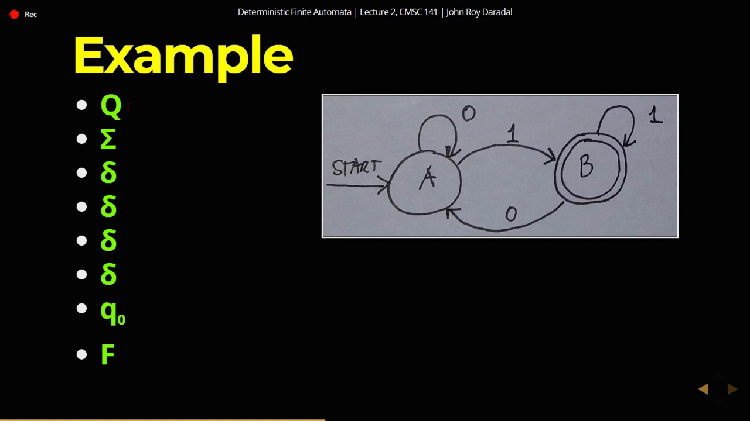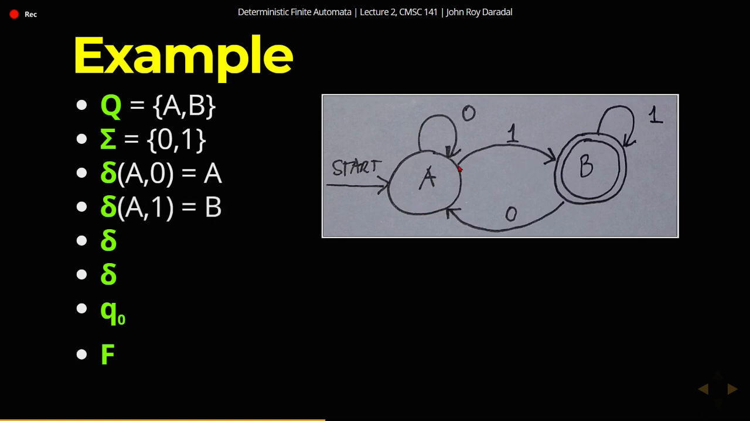So for Q, which is the set of states, we have A and B because we only have two states here in this DFA. For sigma, we have 0 and 1 because the input symbols that we have are 0 and 1. Next, we have 4 entries in our transition function. So let's start with delta of A,0. That would be A because A on 0 still goes to A. A on 1 goes to B because of this transition.